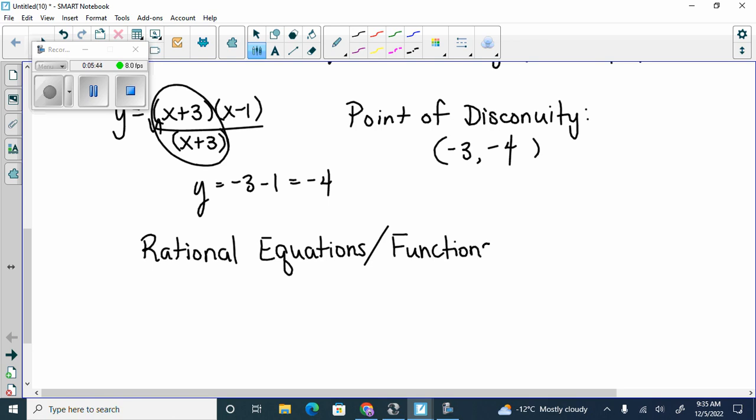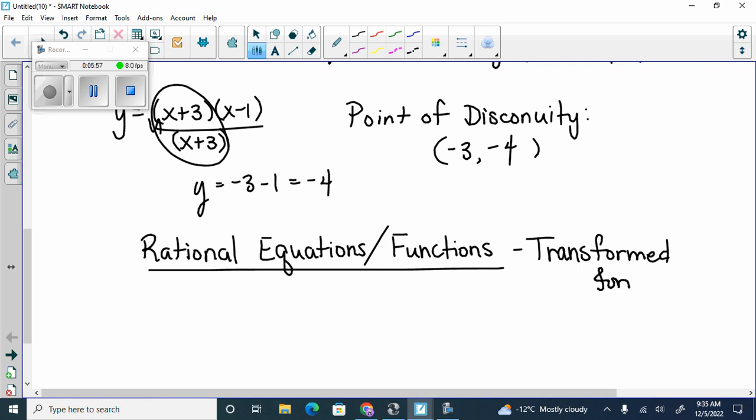Equations if you're solving for x, functions if we're just looking at it, and then we go transform. Transformed form is y equals a over b(x minus c) plus d, where you don't have a full fraction. You end up with your vertical stretch, your reflections, your horizontal stretch, your translations, all of the jazz.